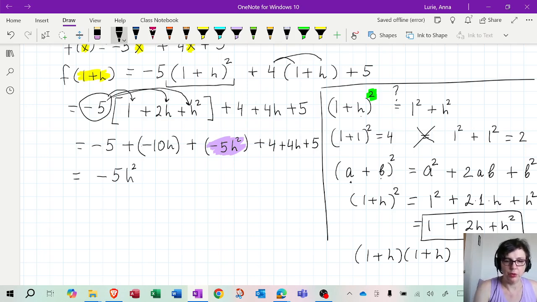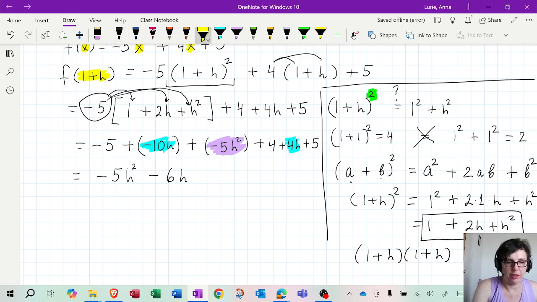Now let's go to the h terms. Well, this one has an h by itself, and this one has an h also. So we can combine them. So first do the operation on the numbers. What is negative 10 plus 4? You can use your calculator, but that's going to be negative 6h. Okay? And then finally the numbers.